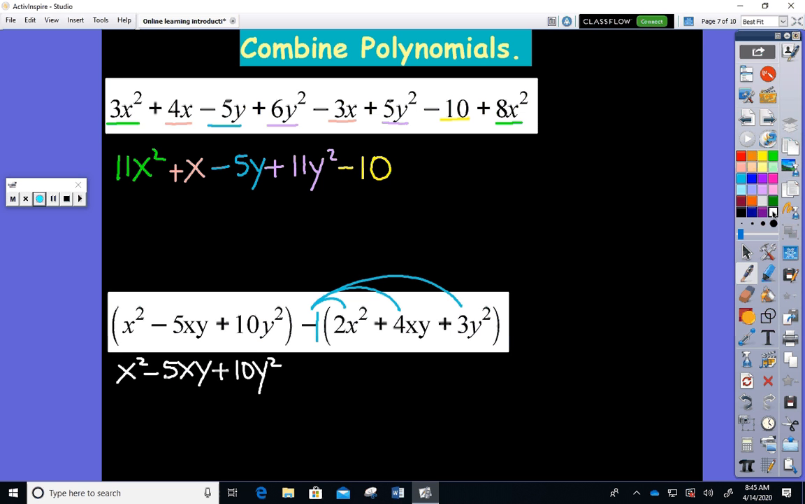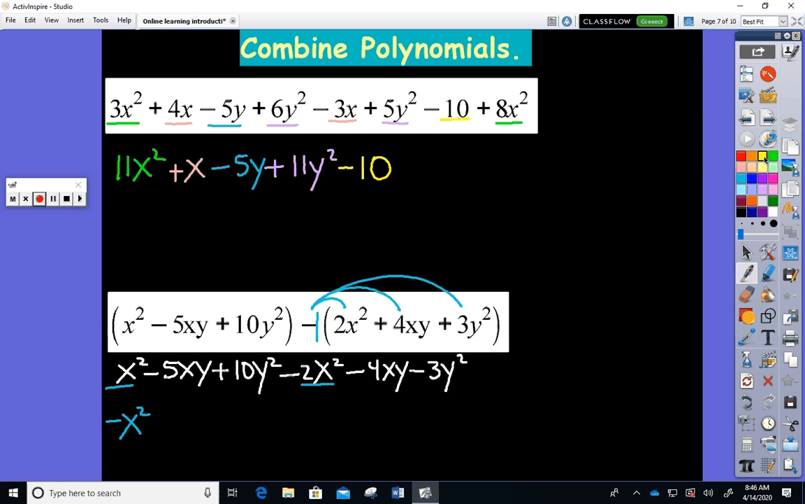So I'm going to say negative 1 times 2x squared. Negative 1 times positive 4x is negative 4x, not 4x, but 4xy. Negative 1 times 3y squared is negative 3y squared. Now we're going to do what we did a minute ago. So again, I've got mixed letters. Don't get too hung up on what order you write it in. Let me gather all my x squared terms. I see 2 of them. So 1x squared minus 2x squared is negative 1x squared.